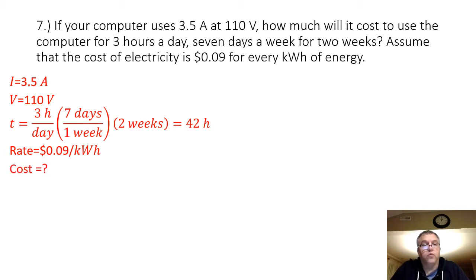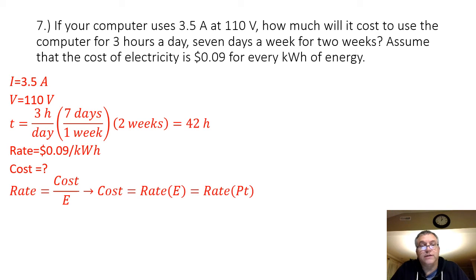So I know that the rate is equal to the cost divided by the energy. If I rearrange that formula to solve for the cost, the cost is equal to the rate times the energy. And I know that the energy is power times time. So I have the rate and I have the time. I don't have the power, but I do know that the power is equal to the current times the voltage.